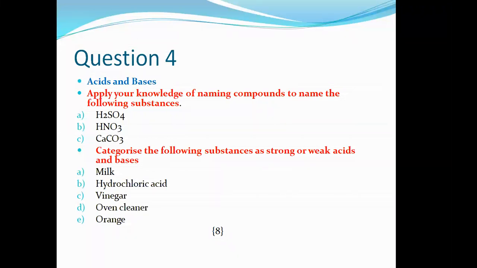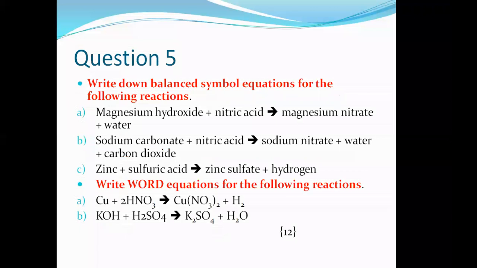I am going to move to question 5. Write down balanced symbol equations for the following reactions. Magnesium hydroxide reacts with nitric acid to give you magnesium nitrate plus water. Sodium carbonate reacts with nitric acid to give you sodium nitrate, water, and carbon dioxide. Zinc reacts with sulfuric acid to give you zinc sulfate and hydrogen. So you write those reactions and you balance them.